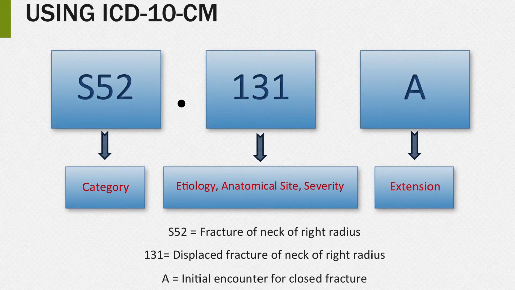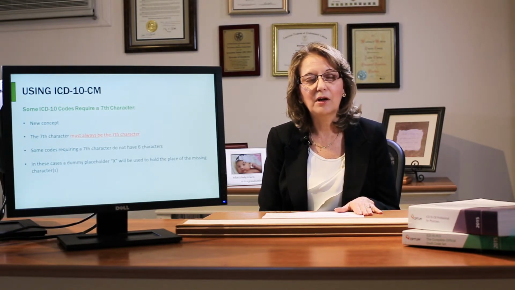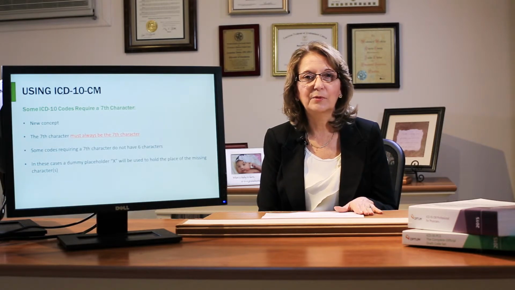The first 3 characters indicate the fracture of the neck of the radius, identified by S52, which is our category. The additional 3 characters alert us that this is a displaced fracture, identified with the 131, and the 7th character extension lets us know that this is the initial encounter for a closed fracture. The 7th character is a new concept in ICD-10, but it happens to be one of the most important concepts to consider. The 7th character always needs to be in the 7th character position.